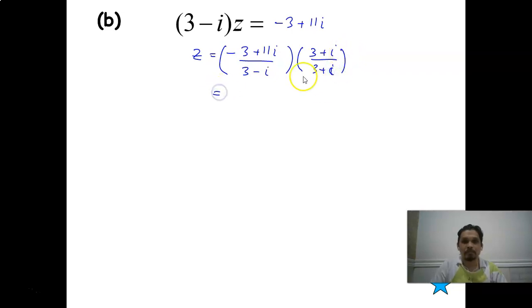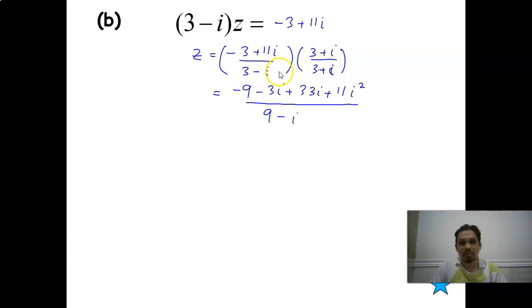So negative 3 times 3, negative 9, negative 3 with i, minus 3i, 11i times 3, plus 33i, and 11 times i, plus 11i squared, divided by 3 times 3 equal to 9. 3i and negative i3 cancel each other. Negative i times i squared, because 3 plus i is a conjugate of this one, so you can just guess that it comes up with this one.